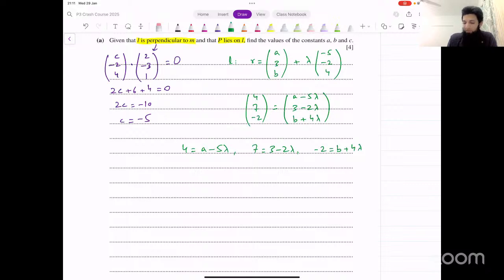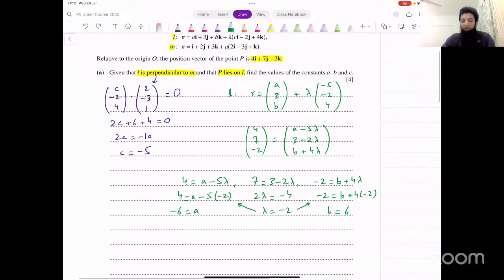From the middle equation, we can find the value of lambda. 2 lambda equals -4 and lambda equals -2. Put that value of lambda in these two equations. 4 equals A minus 5 times -2, and that gives us A equal to -6. Then from the third equation, we have -2 equals B plus 4 times -2. That will give us B equal to 8 minus 2, which is 6. So the value of B is 6, A is -6, and C is -5. That's what we were looking for in the first part.